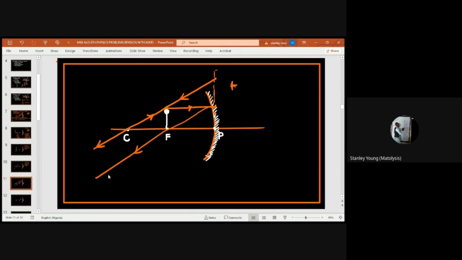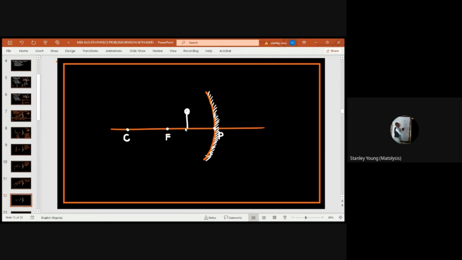Because the lines are parallel, there is no way for them to meet. Since they cannot meet, we say the image is formed at infinity. So since the image is formed at infinity, I can't tell other properties of the image. We can only guess.